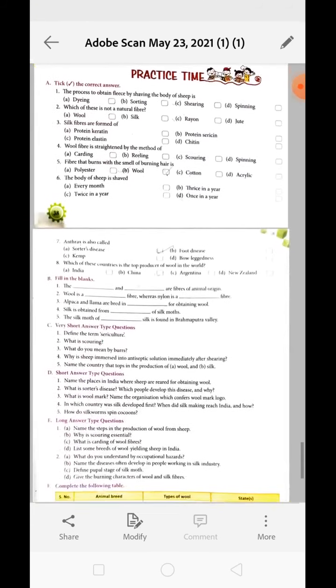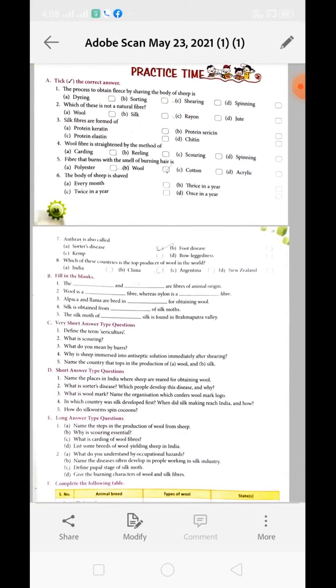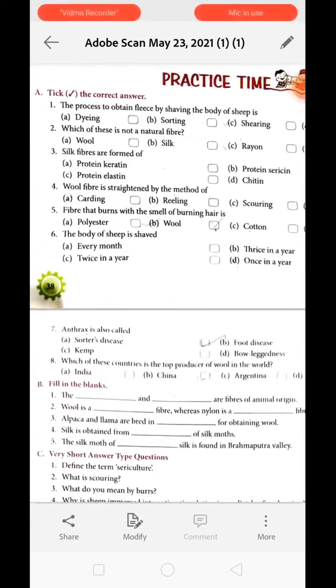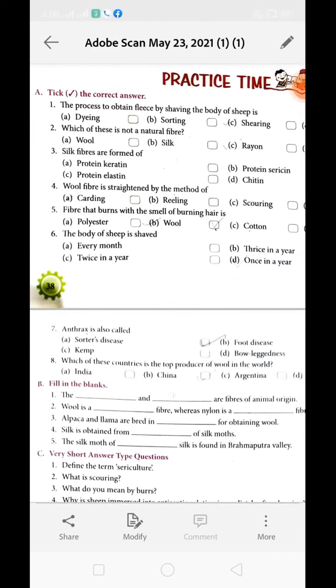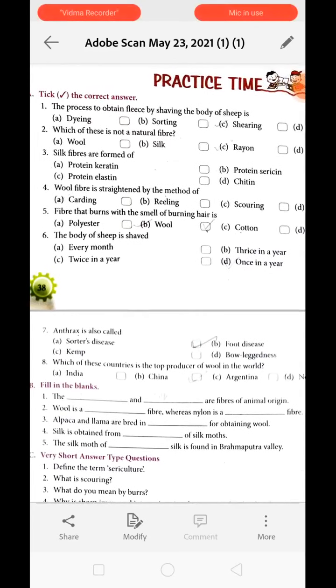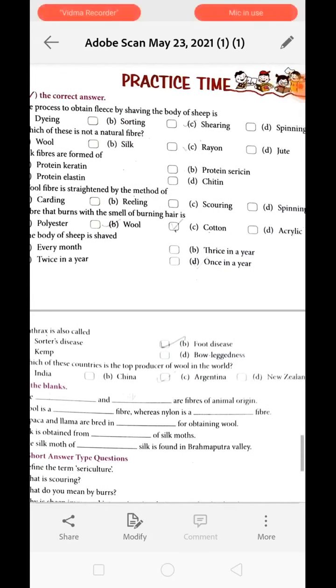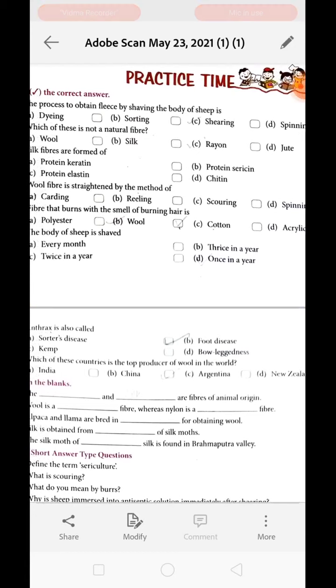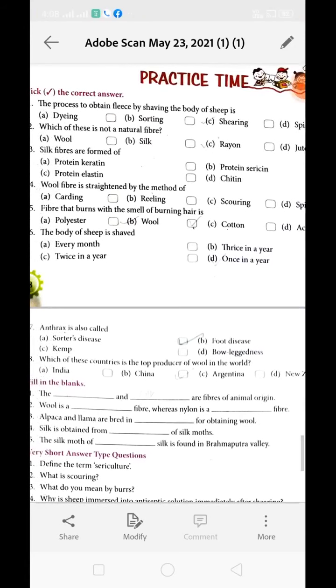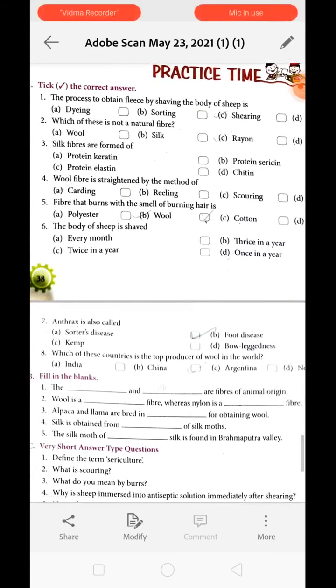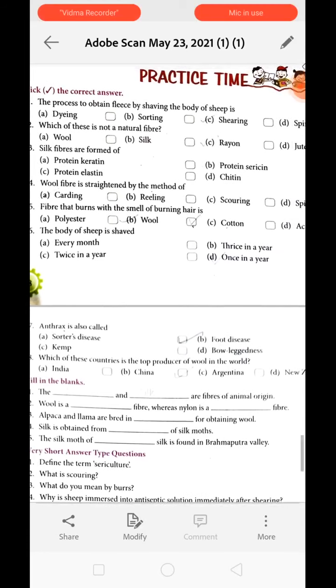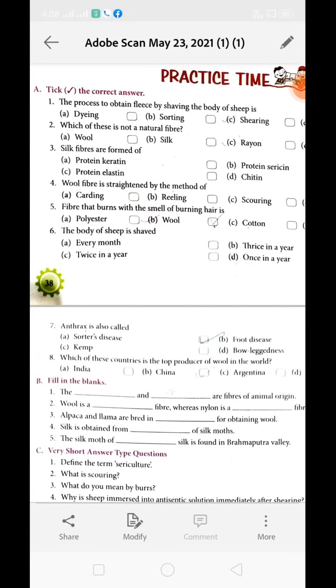Now see over here, question A. Take the correct answer. First question, the process of obtaining fleece by shaving the body of sheep is called shearing. Option C is your correct answer. Second question, which of the following is not natural fiber? It is rayon. Rayon is semi-synthetic fiber. So option C is your answer for second. Now third, silk fibers are formed of protein sericin. So option B is the correct one.